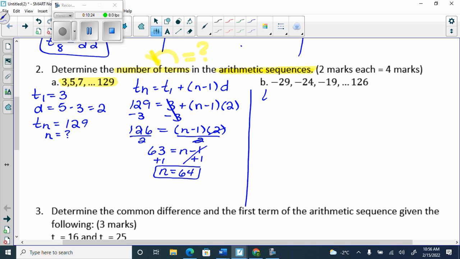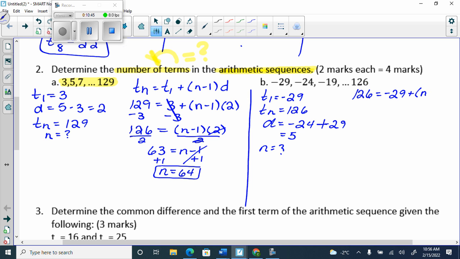Okay, here we have T1 equals negative 29, Tn equals 126, D equals negative 24 minus negative 29. So that means add, so I get 5. And then we're looking for N. So Tn 126 equals negative 29 plus N minus 1 times 5. Add 29.